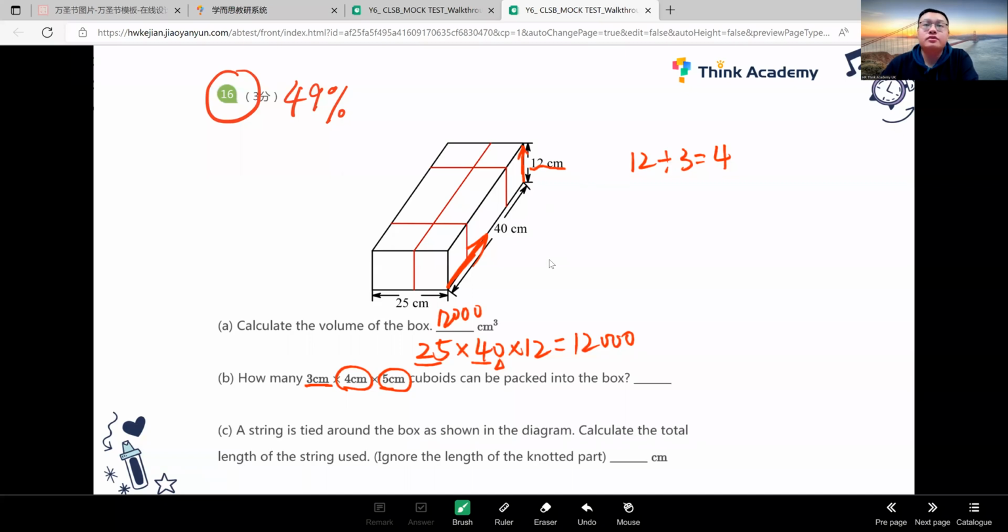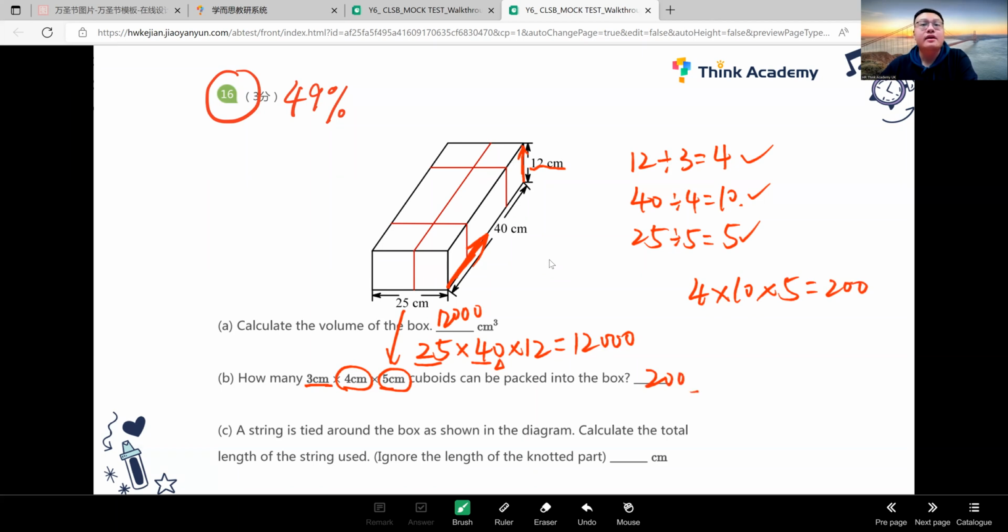So you're gonna see how many 4 do we have in 40? 40 divided by 4, you got 10. So actually in this direction, you're gonna have 10 columns. And as for 5, you're going to say how many 5 do we have in 25? So basically, you have 5 rows. So 5 rows, 10 columns, and 4 layers. So how many cuboids do you have in total? You have to use 4 times 10 times 5. Yes, Cindy? It's 200. Yes, it's 200. That's right. It's going to be 200.